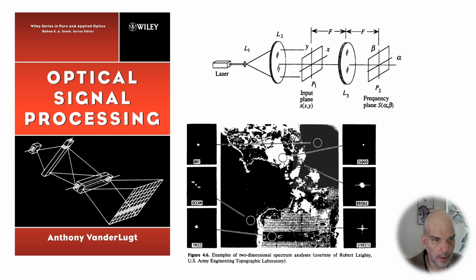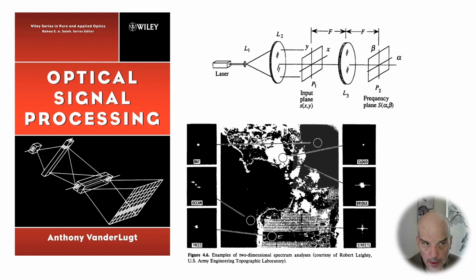This is the cover of Optical Signal Processing, published in 1992 by Anthony Vanderlugt. I never met Vanderlugt, but I know Baha Saleh, who was the editor of this series, well, and has been a leader in our field for many years. Vanderlugt trained with Leith and with H.H. Hopkins in Britain, and then he joined NC State. Actually, my advisor, Dimitri Psaltis, interviewed with NC State prior to joining Caltech, where he presumably discussed optical signal processing with Vanderlugt. And then, of course, Professor Psaltis worked on very similar kinds of optical processing throughout the 1980s.